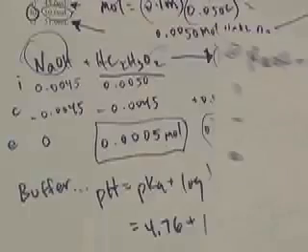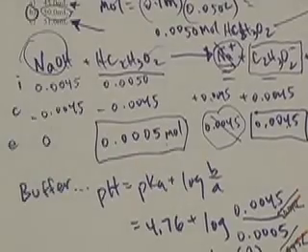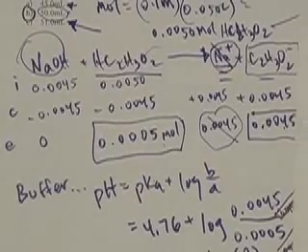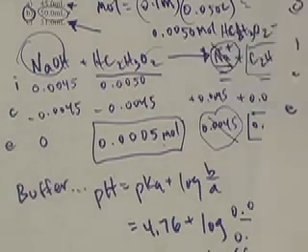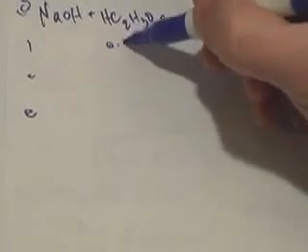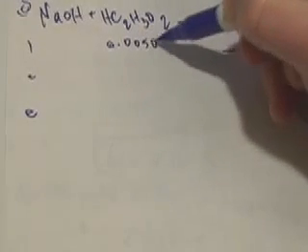And if I ICE table this, the first thing I want to do is find out how many moles of NaOH I have and how many moles of HC2H3O2 I have. And if I look back here at some of my other problems, my HC2H3O2, when I have 50 milliliters of it, is 0.005. So I have 0.005 moles of this stuff to start with.